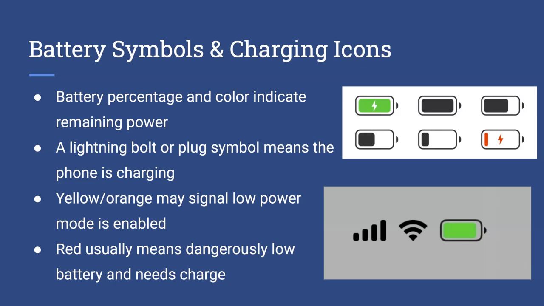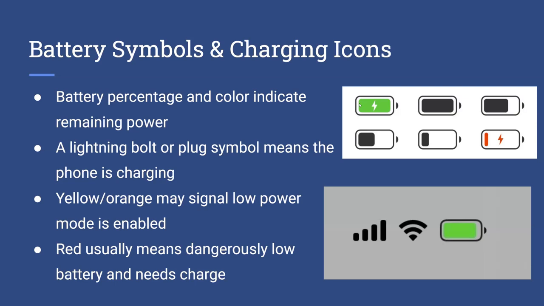I don't know if I'm over explaining it, but there's a lot of different charging and battery icons, but a lot of them look similar. So at least you can tell. Battery percentage and color indicate the remaining power. A lightning bolt or plug symbol means the phone is charging. So you can see on the first one in the array of images we have here, that one has a lightning bolt. That means it's being charged actively.